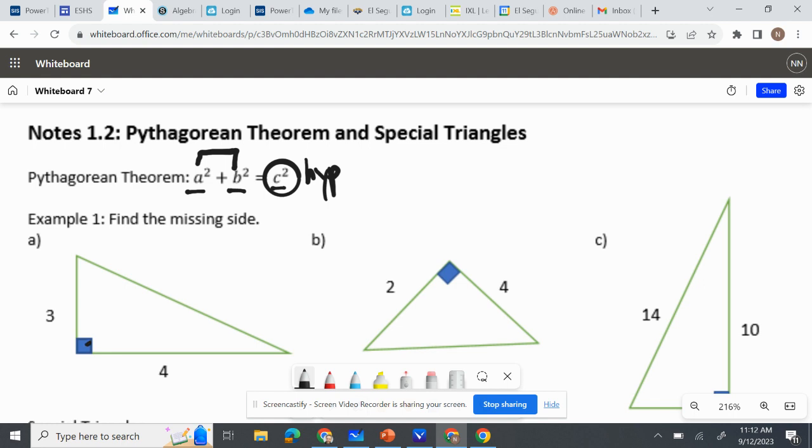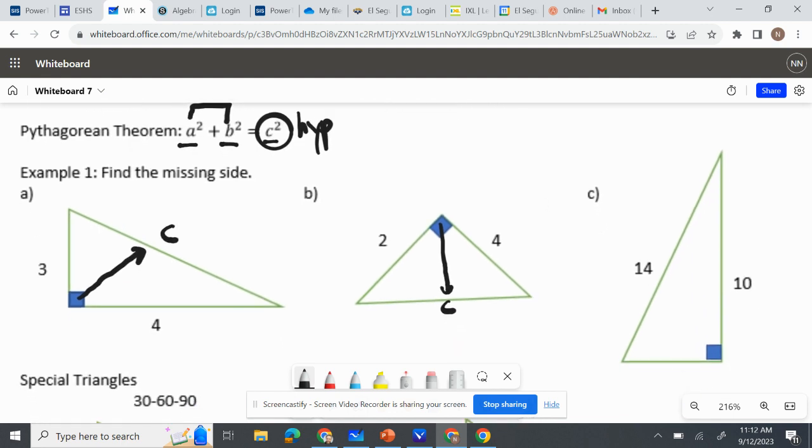So if we look at letter A, we see that our hypotenuse is what we need to solve for. For letter B, same thing, we need to solve for the hypotenuse. Letter C, what we notice is that we have the hypotenuse and we have to solve for either A or B. It doesn't matter. We could pick A or B, or sometimes students just always like to use X.